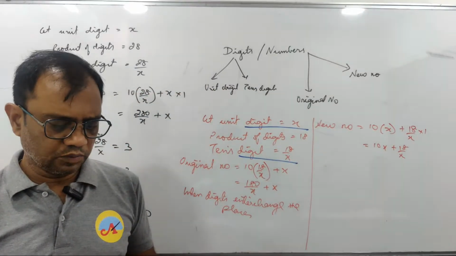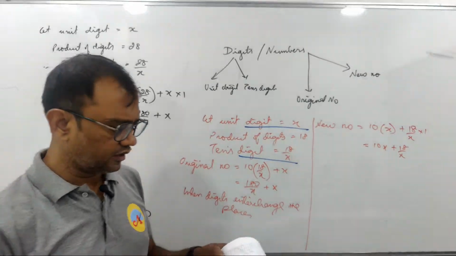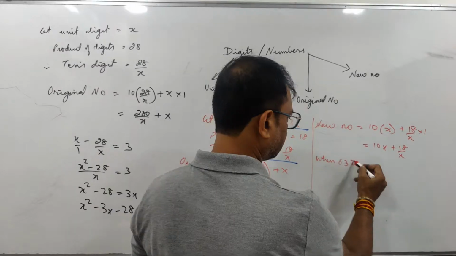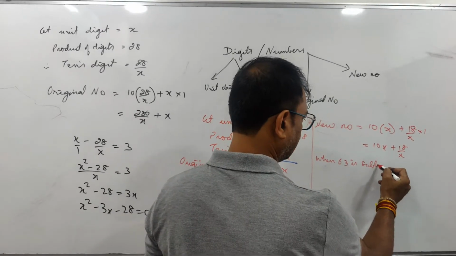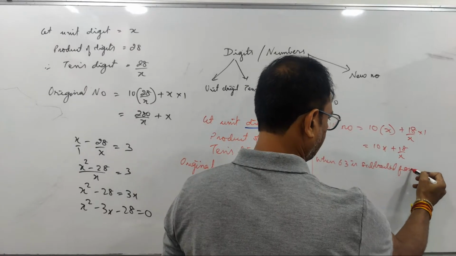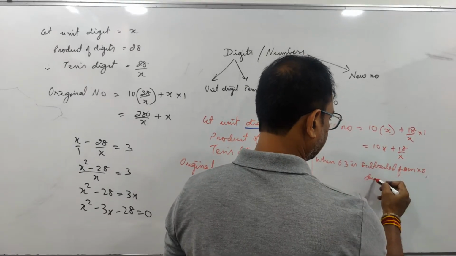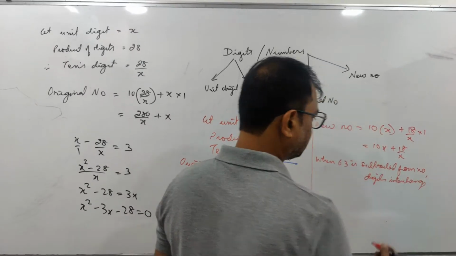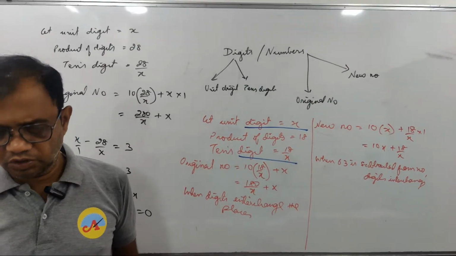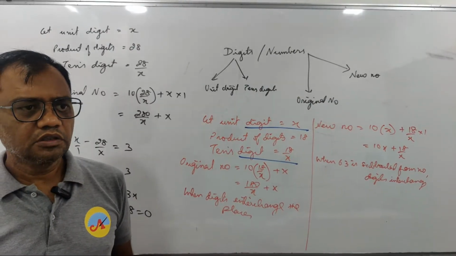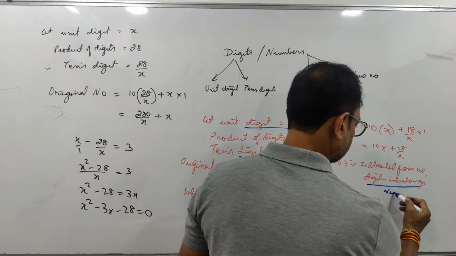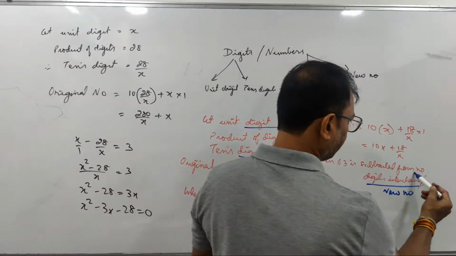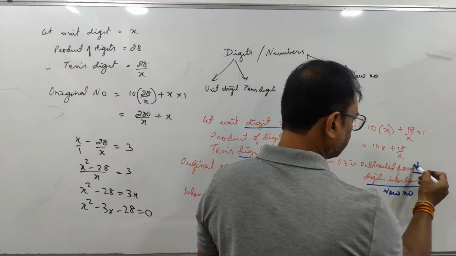Now, how have I taught you to make the equation? When 63 is subtracted from the number, the digits interchange. Now, this interchange of the digits gives us what? By interchanging the digits, you get the new number. From the number, number means which number? The original number.